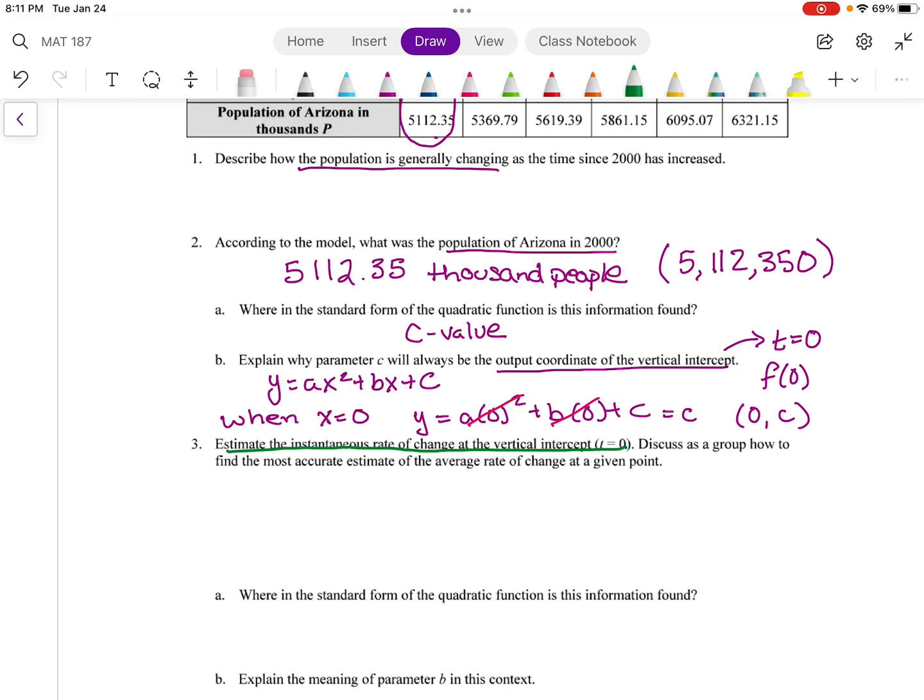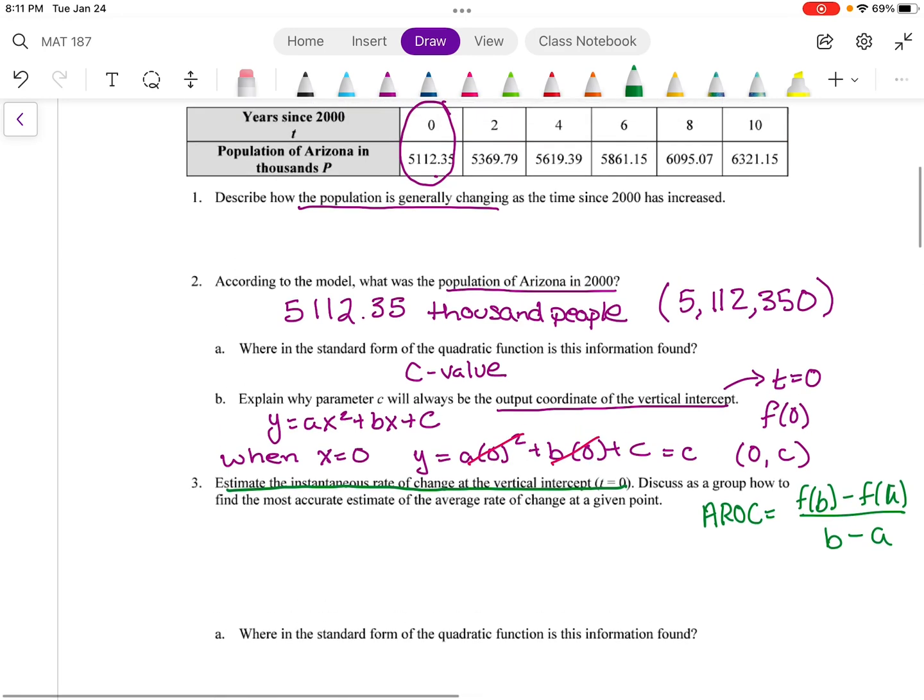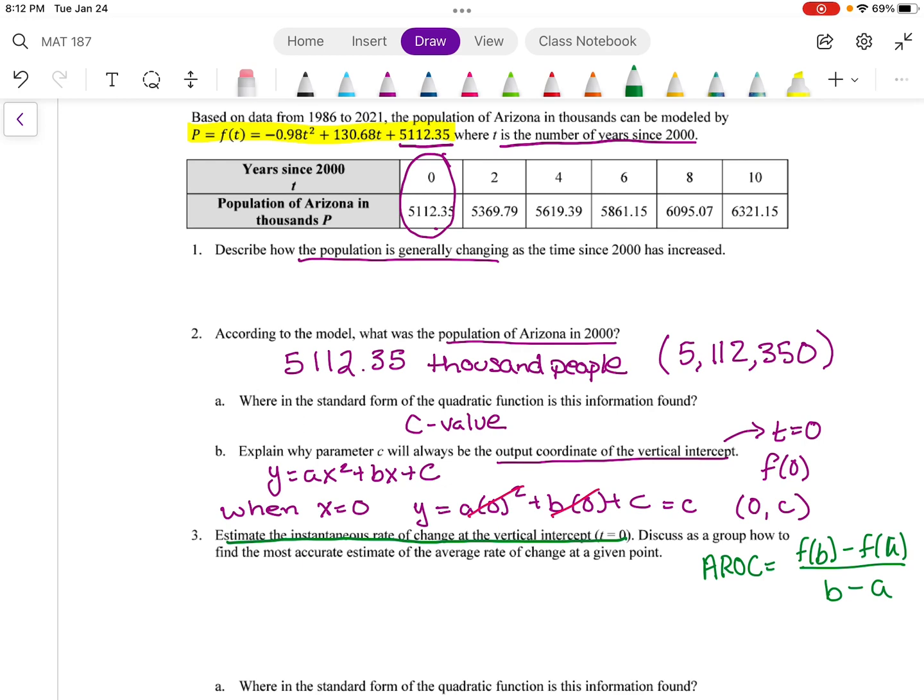An instantaneous rate of change is looking for the exact rate at a point in time, and without calculus, we can't do that. But we can get a pretty close estimate, so we just need to use our average rate of change. A friendly reminder: average rate of change can be found by taking our change in output divided by our change in input. Now, I want to find the instantaneous rate of change at time equals 0. The temptation is to go up to the table and go between 0 and 2 because I have those two numbers.